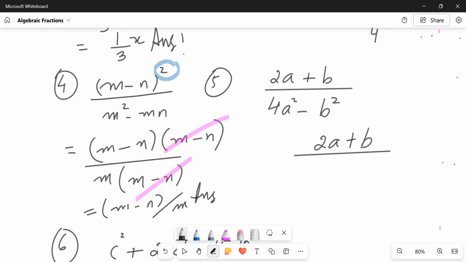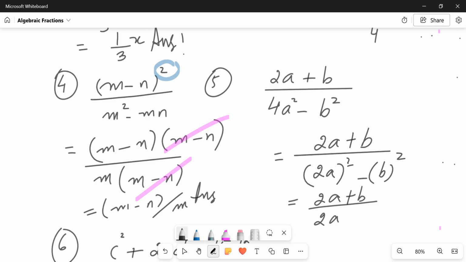Okay. So what is the square root of 4? 2. So 4a square is 2a the whole square minus b the whole square, right? A square minus b square, third identity, right? Now you open it. This 2a plus b in the numerator remains as it is. Now open the denominator in the third identity form.